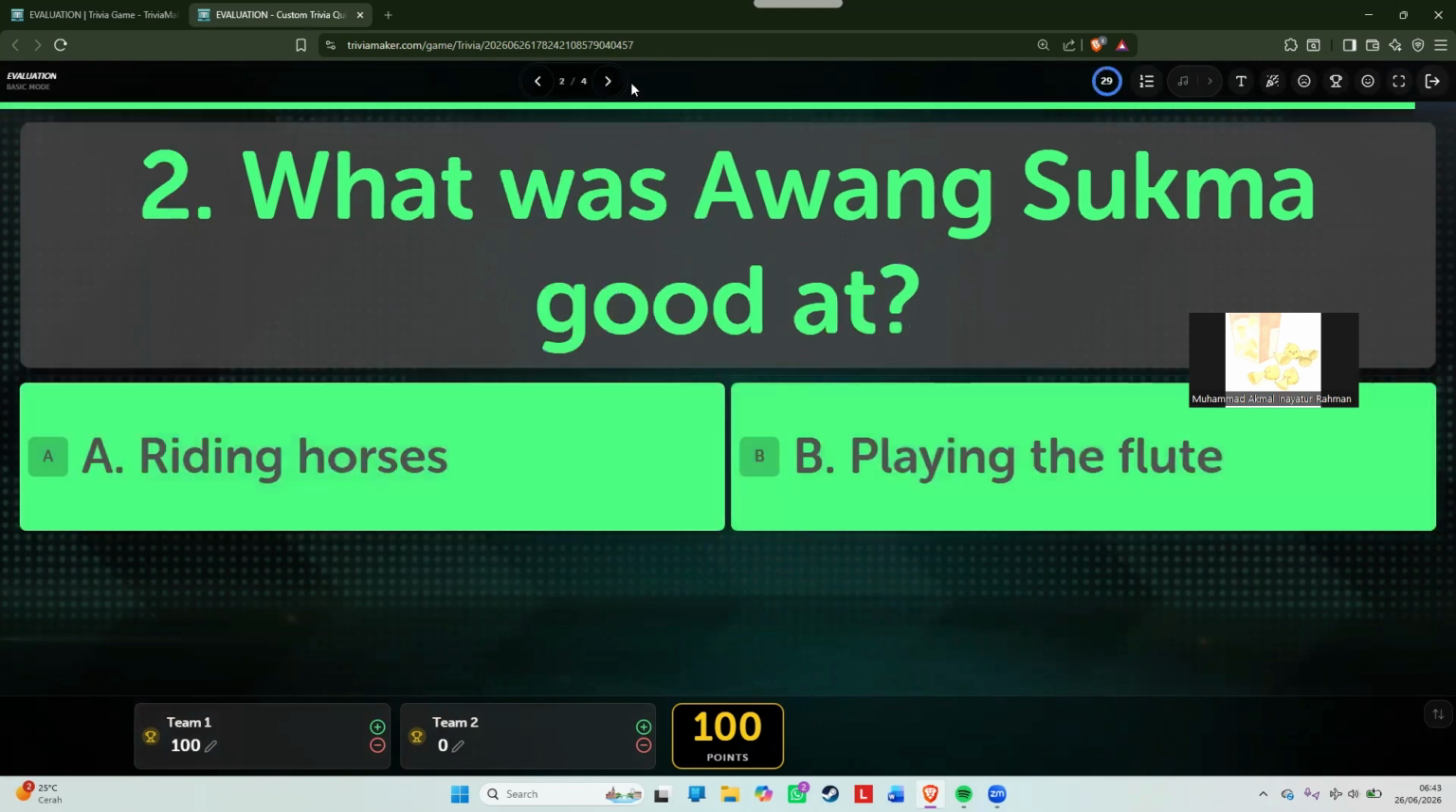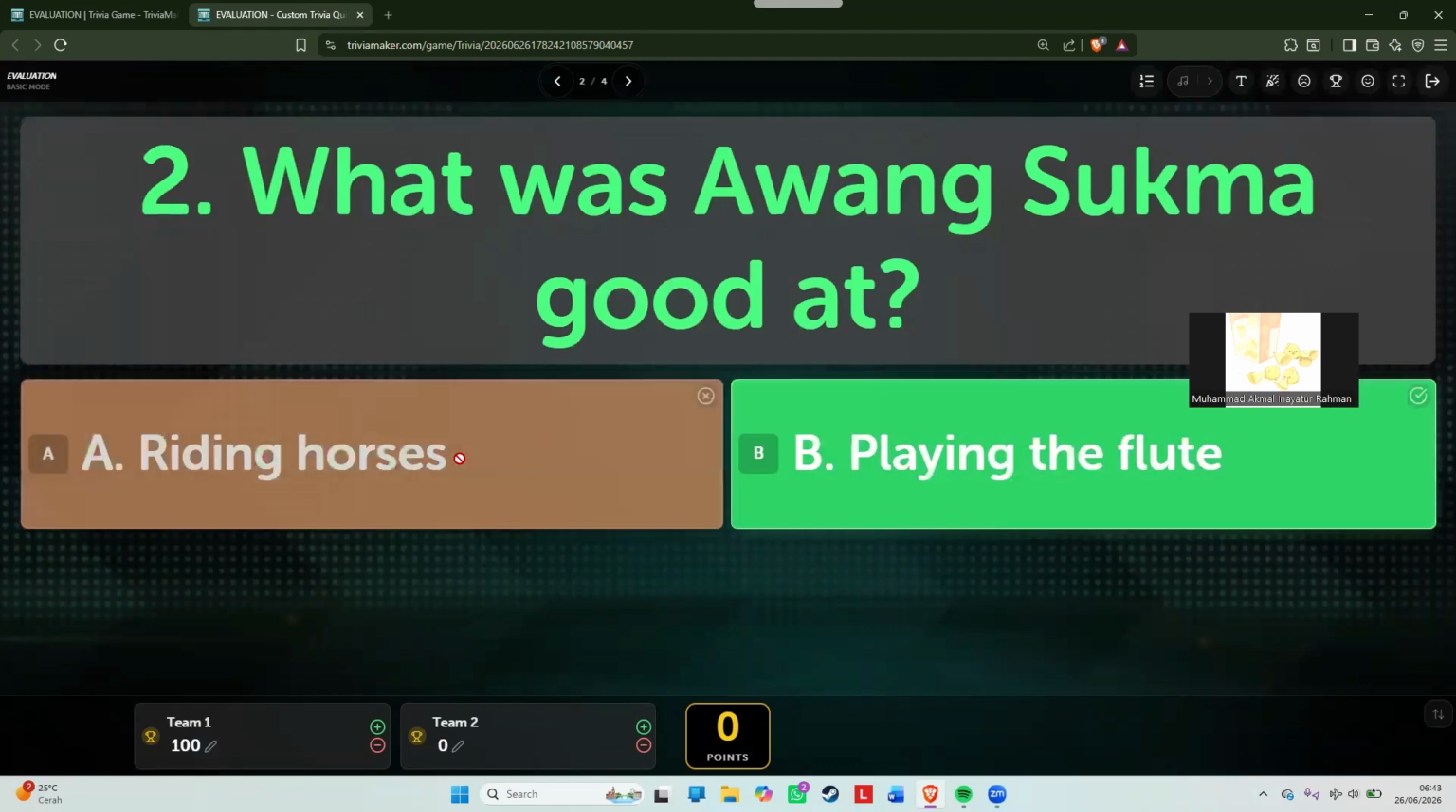What was Awang Sukma good at? Riding horses or playing the flute? Team Ju says that it's riding the flute, while Team A says that it's riding the horses. So, negative 100 and 100 for Team Ju. But this task is due individually, so they need to screenshot their grades and username.